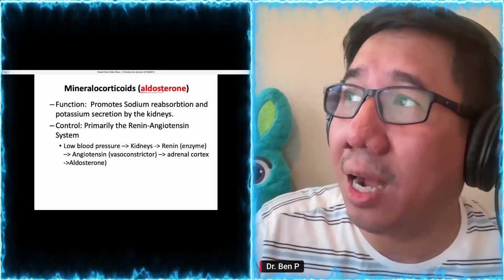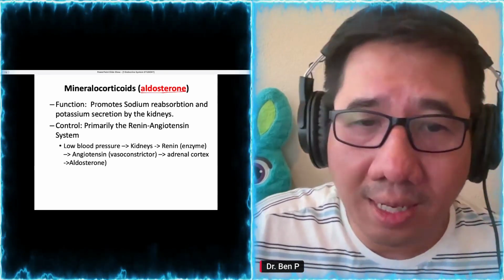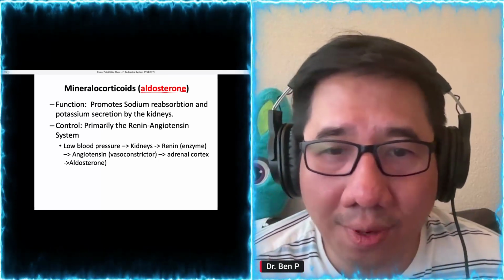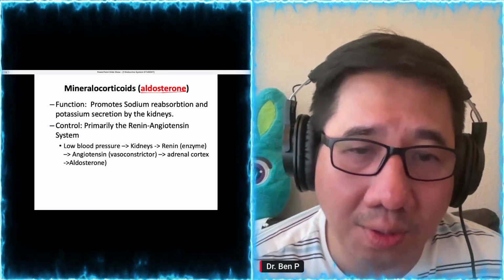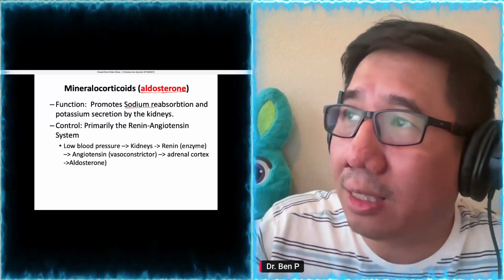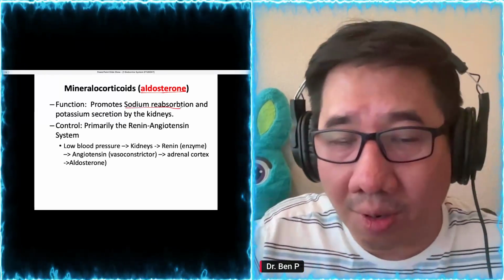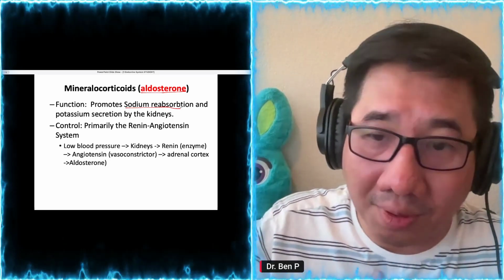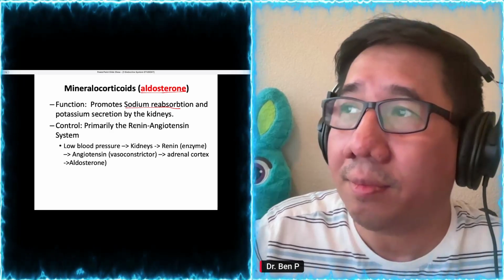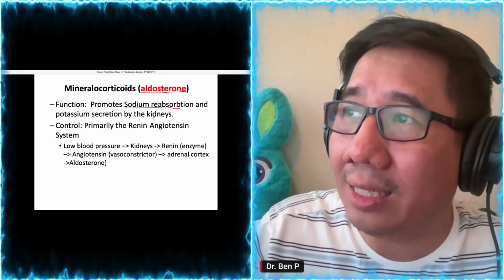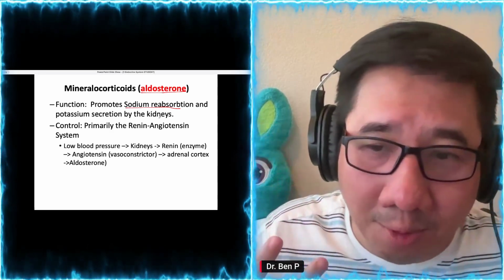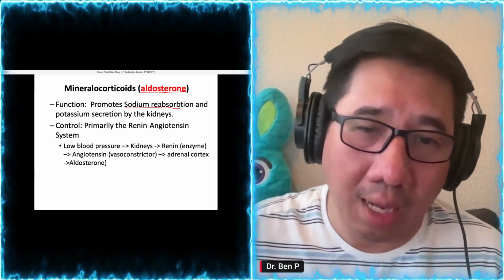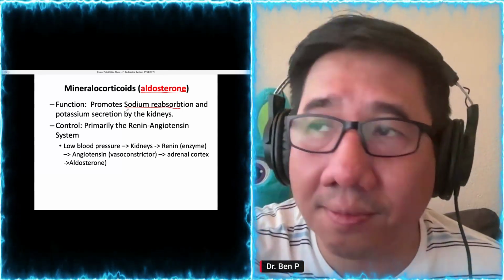The mineralocorticoid is aldosterone. Aldosterone, what does it do? It actually retains your urine. It keeps your urine by promoting sodium reabsorption. When you reabsorb sodium, water will follow sodium. The more sodium you keep, the more water you keep as well. Okay, so this works in your kidney, telling your kidney to save more sodium, basically save more water, and your blood pressure will increase.